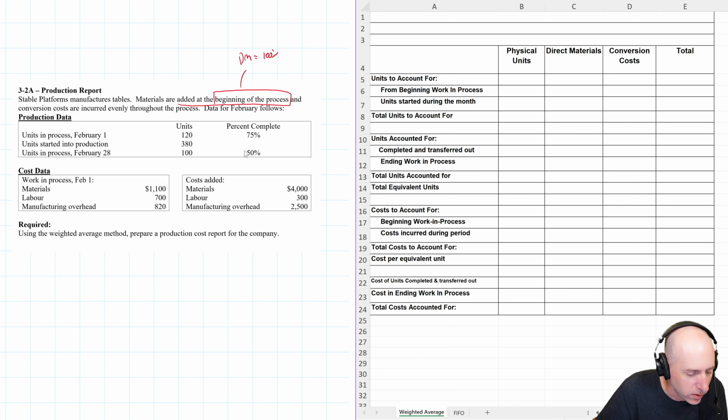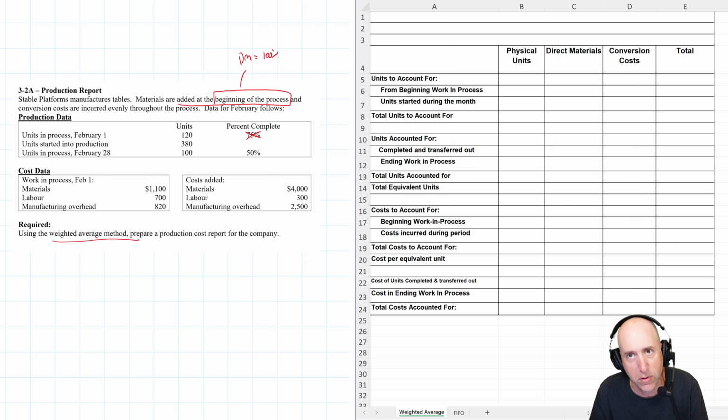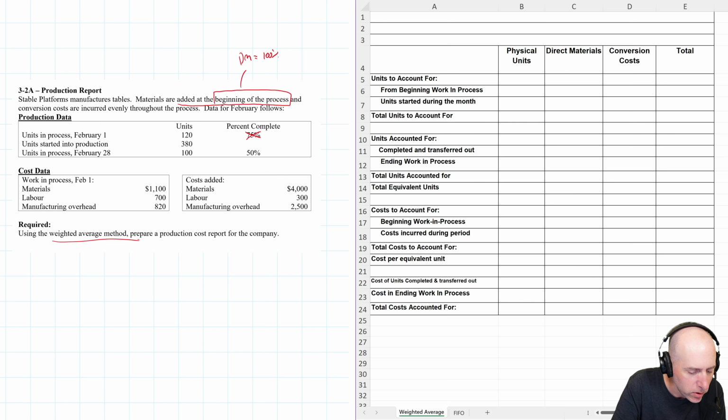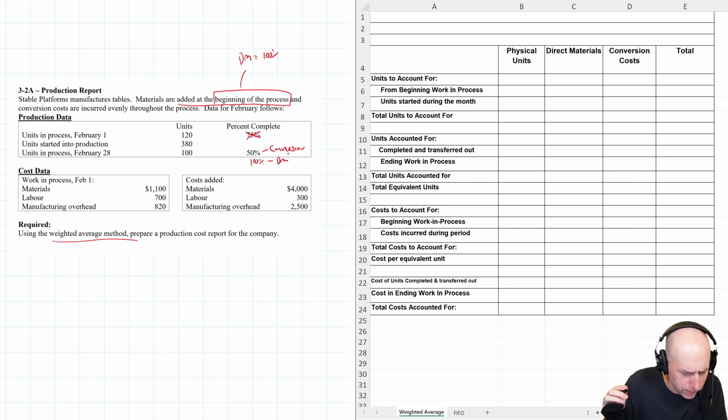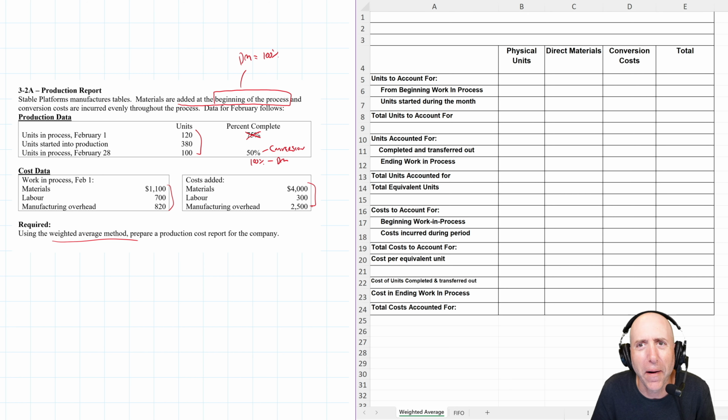Data for February follows. It notes units in process, beginning WIP. Well, beginning WIP we don't worry about with weighted average production reports. That's for FIFO. That's for problem 3.4. Units in process at the end of the month, 50%. That's for conversion. How do I know? Well, materials are 100% complete. There's our units data, our costs in beginning WIP, and our costs added. We've got it all.